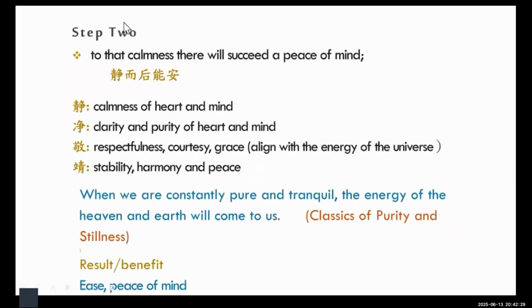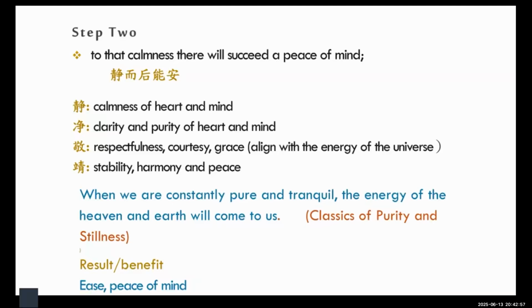Well, this should be 3. I'm sorry, that's step 3. So to the calmness, there will succeed a peace of mind. So this is Jing. Jing actually can fall into 4 different states. The first one is Jing, calmness, which means very calm, very quiet, very tranquil.